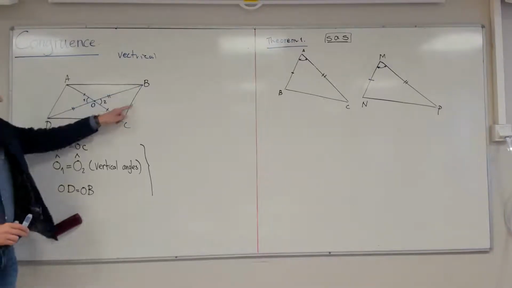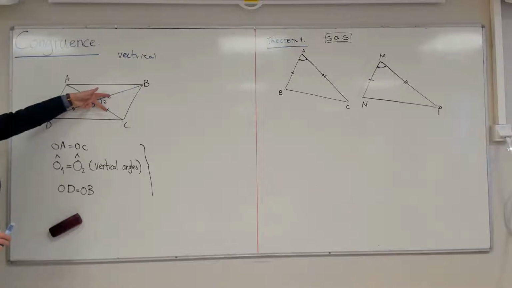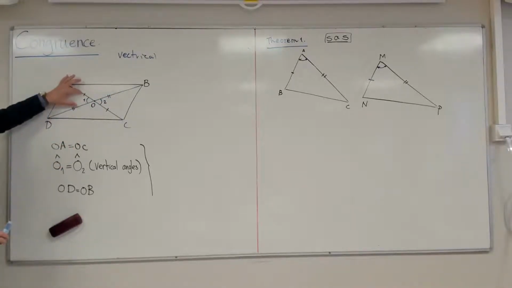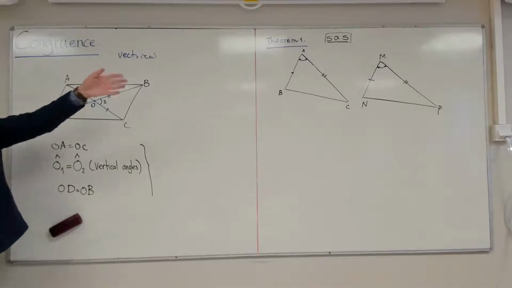Now, can you see that this is a triangle? This is also a triangle. Two sides from the left-hand side triangle are correspondingly equal to two sides of this triangle, and the angle between these two sides from the left one is equal to the angle between those two sides from the right one. So this is exactly the SAS theorem.